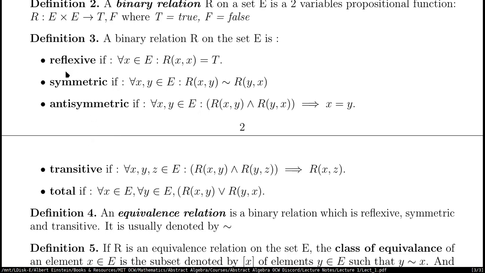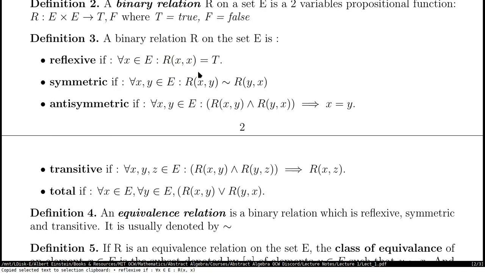So for the reflexive property, for every element in E, when you apply the relation to itself, it's true. So it gives you the true value. R of x comma x is read as the relation of x with x, right? If you had y, it would be the relation of x with y. That's when it's reflexive, right?